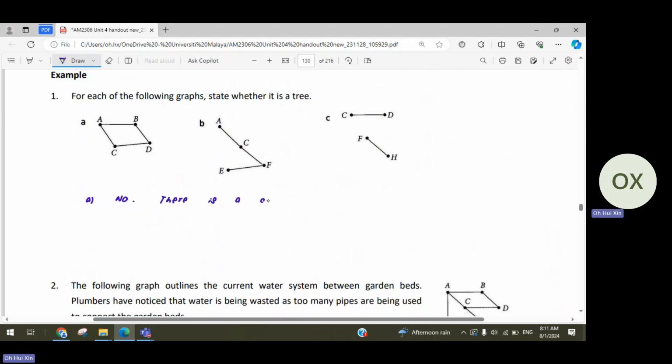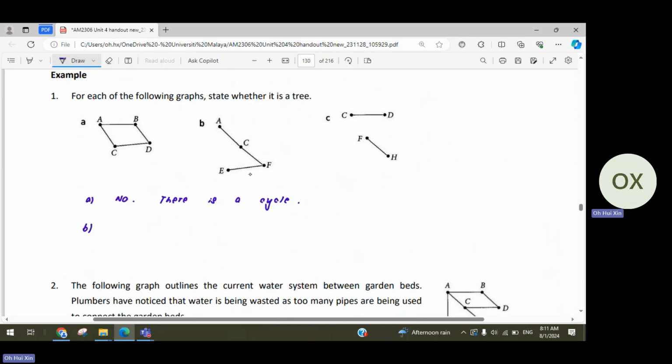I just want to clarify, it doesn't mean that your entire graph must be a cycle. If, let's say, there's an edge here, then this is still considered not a tree because you are able to find a cycle. So as long as part of your graph can build a cycle, then you know that it's not a tree. It's not that your entire graph has to be a cycle.